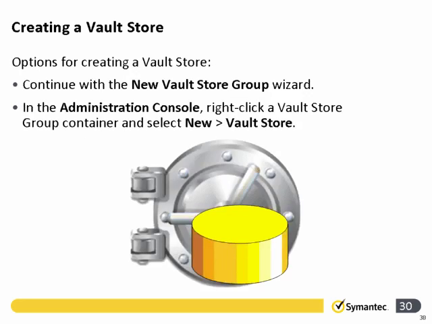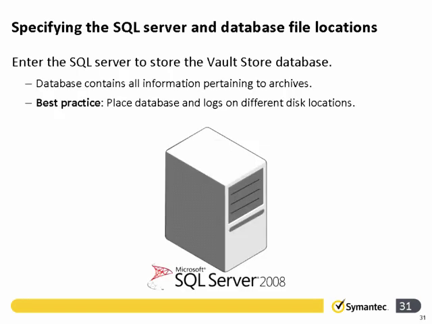Now, once the Vault Store database has been created and I've gone through the completion of the Vault Store group wizard, it will prompt me to say, would you like to create a new Vault Store? So when it goes through and immediately runs the new Vault Store wizard, I can start the process of generating that Vault Store. So if I'm following along or continuing on in the wizard, it'll prompt me for the SQL Server location for where I wish to have the Vault Store database located. And again, I'm going to specify the location for both the database files as well as the transaction log files.